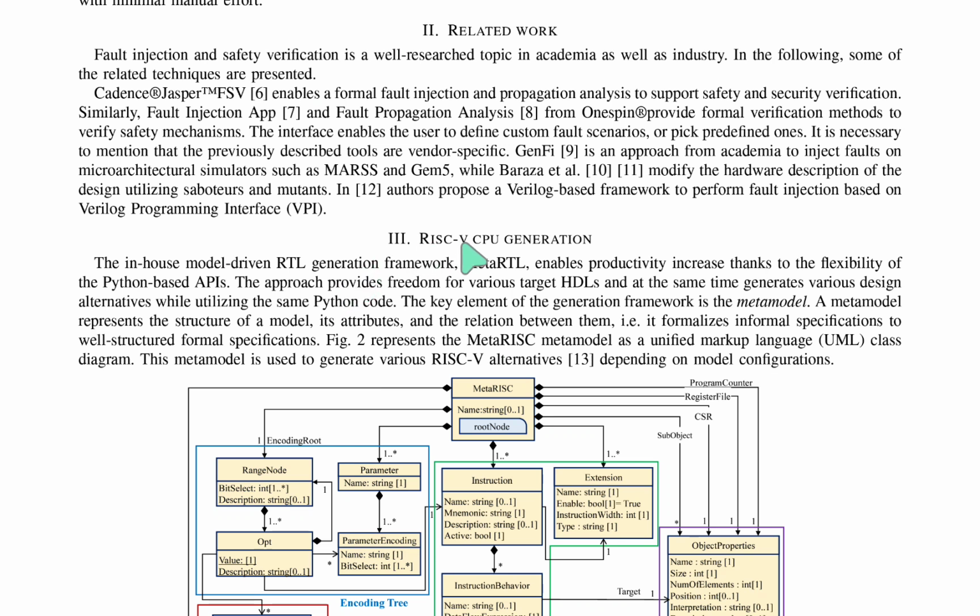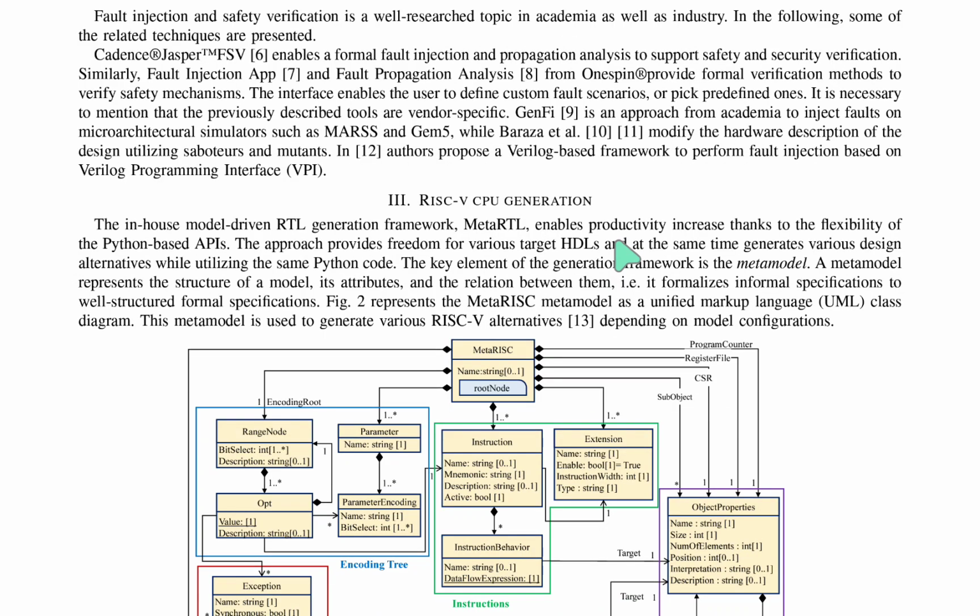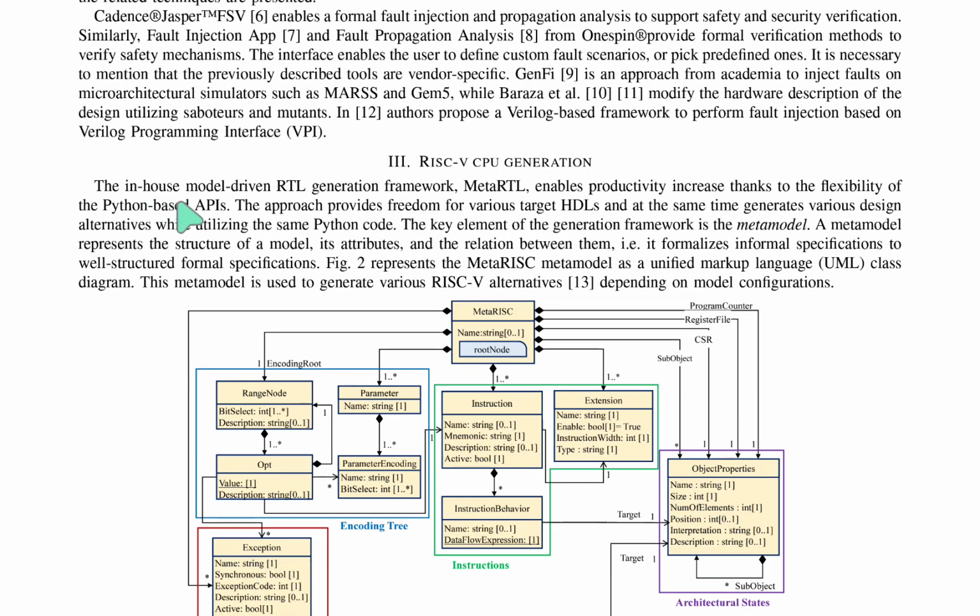Chapter 3, RISC-V CPU generation. The in-house model-driven RTL generation framework, MetaRTL, enables productivity increase thanks to the flexibility of the Python-based APIs. The approach provides freedom for various target HDLs and at the same time generates various design alternatives while utilizing the same Python code. The key element of the generation framework is the meta model.